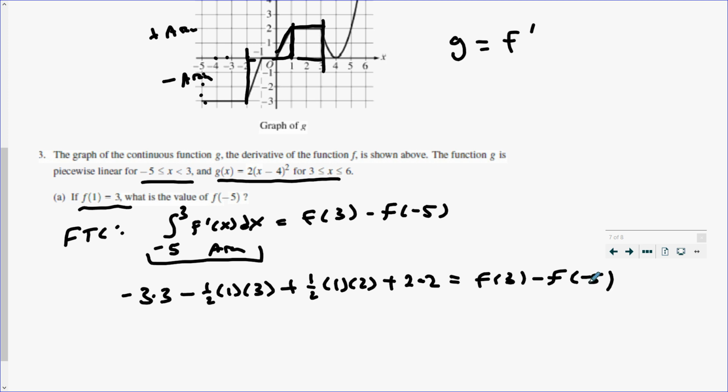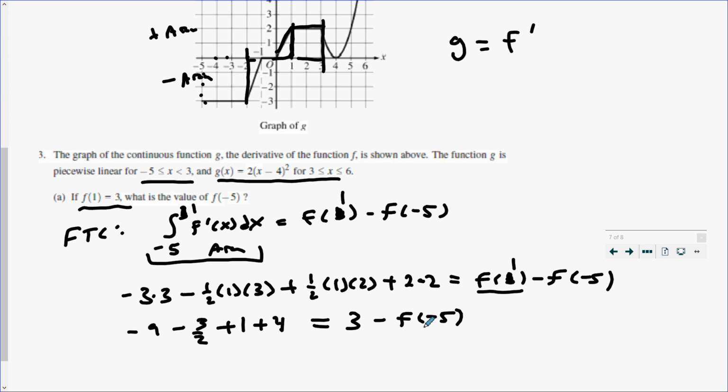And if we simplify all of this, if we want to solve for f of -5, we would get -9 minus 3/2 plus 1 plus 4 equal to, and remember f of 3, they're telling us, was f of 1. That should be a 1. Anybody fix that for me? Doesn't change anything. There we go. f of 1 was 3 minus f of -5. I'm just going to be too lazy to start over. It's like the 3rd time doing this problem. I'm not doing it again.